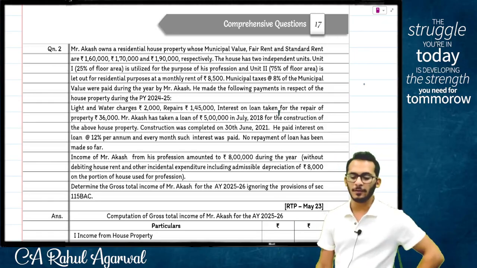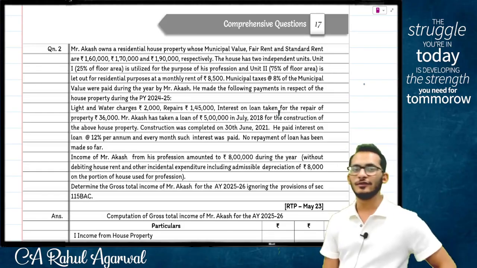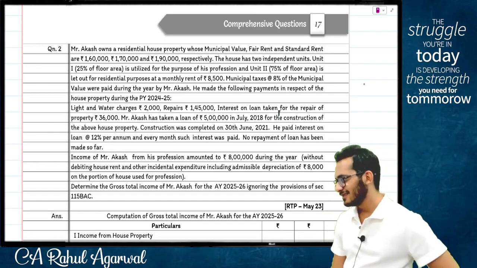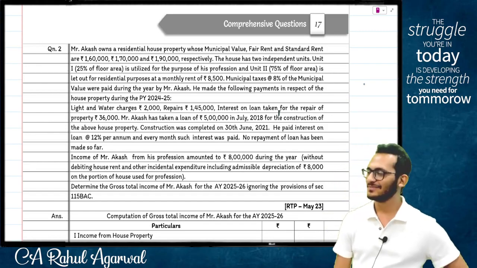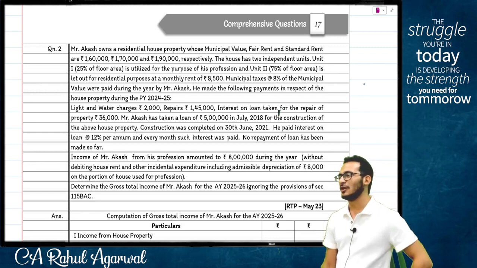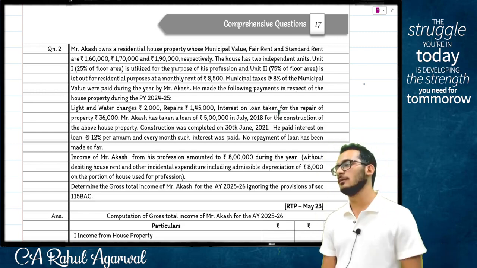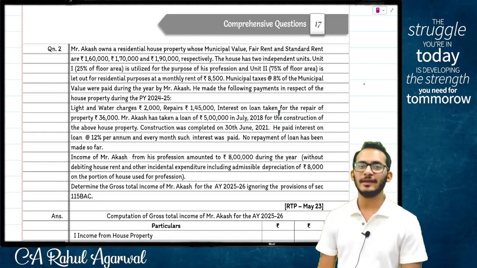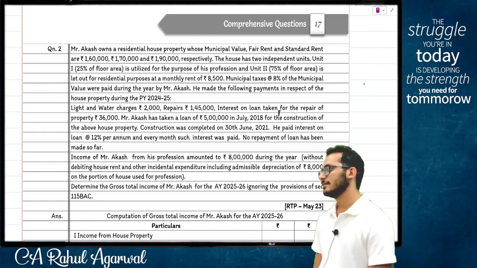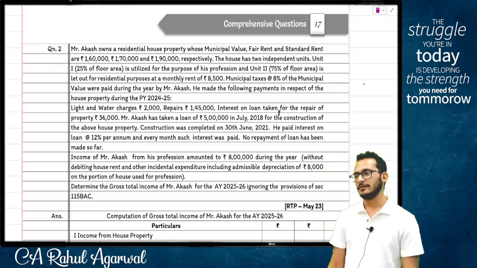Unit 1 is used for purpose of profession and unit 2 is used for the purpose of business. Someone notice this question? This was your mock question. This was your fortnight question. Your major problem most of them did is unit 1 they look it as SOP. Unit 1 is PGBP.